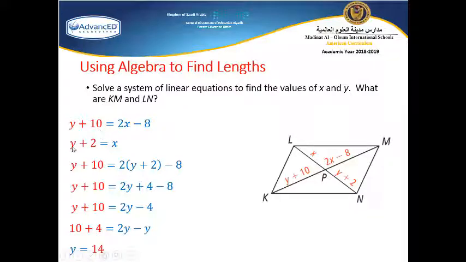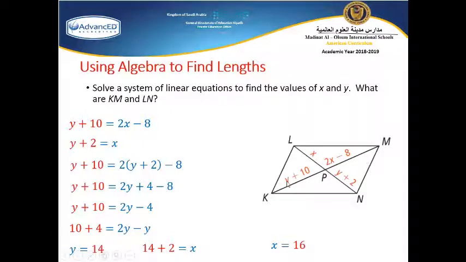any equation. Let's solve the second one, the easiest one. y plus 2, then 14 plus 2 equals x, then x equals 16. Let's find the sides KM and LN.